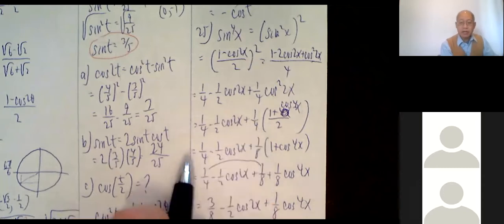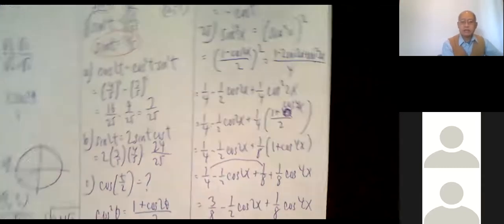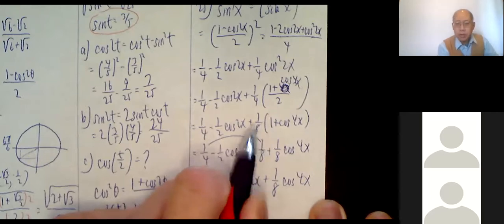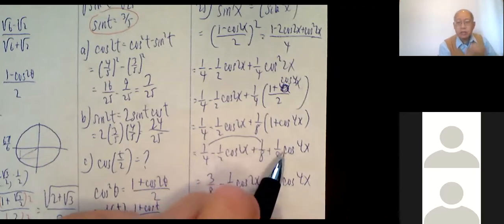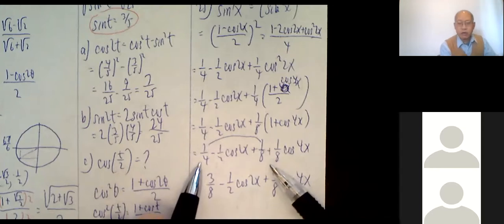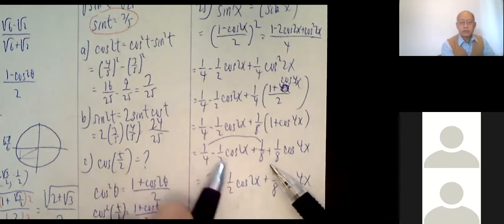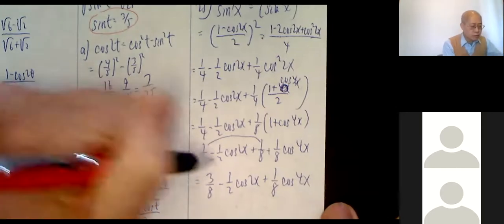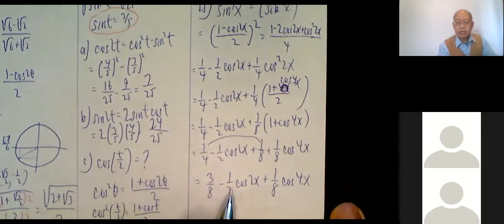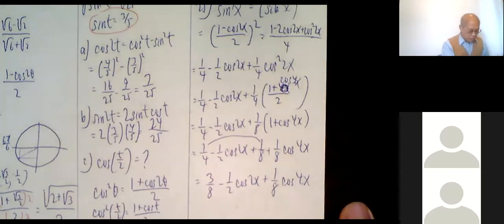That becomes 1/8. Leave that alone, leave that alone. 1/8. And leave that alone, leave that alone. Distribute 1/8 plus 1/8 cosine 4x. And now I just add 1/4 plus 1/8. 1/4 is 2/8. 2/8 plus 1/8 is 3/8. All right, so final answer: 3/8 minus 1/2 cosine 2x plus 1/8 cosine 4x. Okay, so that was quite a bit for problem 25.